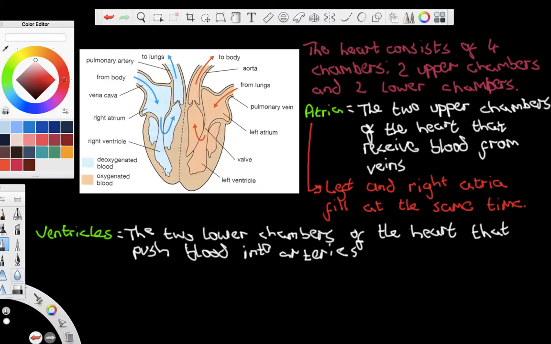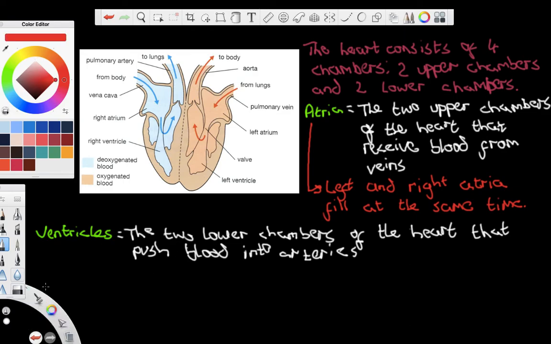Now, a common question you will get asked is, why is the left ventricle thicker than the right ventricle? If you look at this, the left ventricle wall is way thicker than the right ventricle wall. Now, this is because the right ventricle wall only has to push blood to the lungs, whereas the left ventricle wall has to push blood to your entire body. So it needs to contract with more force.